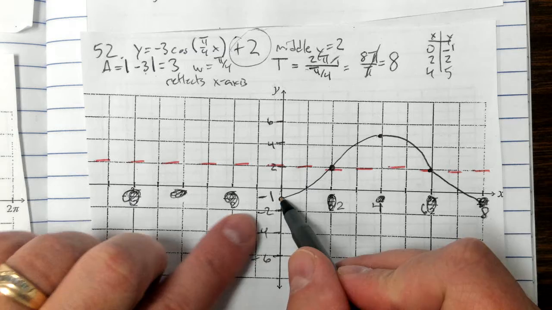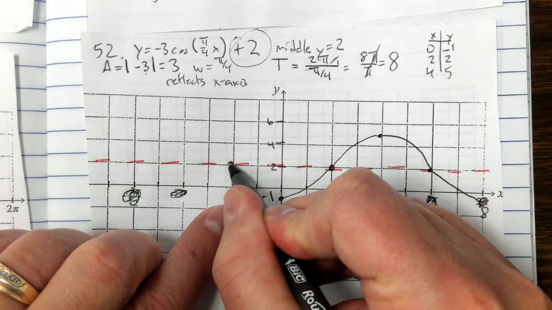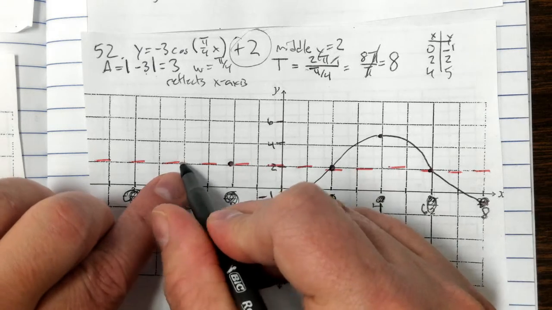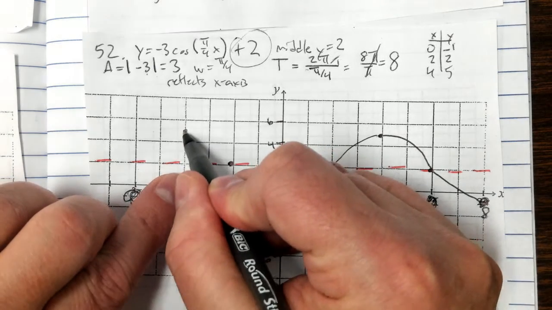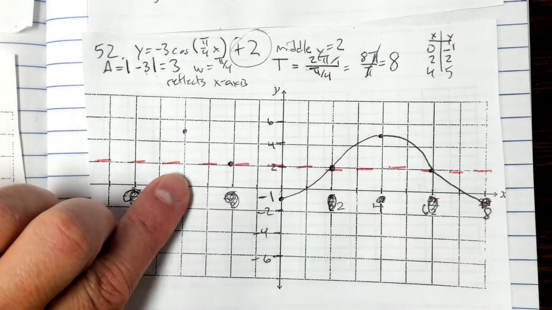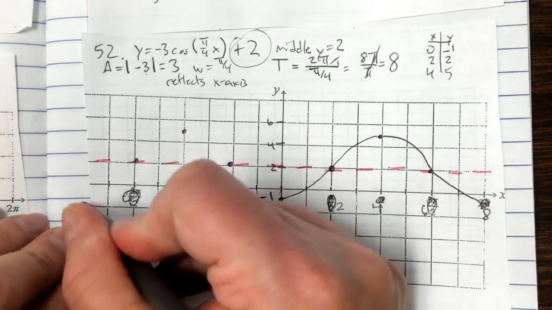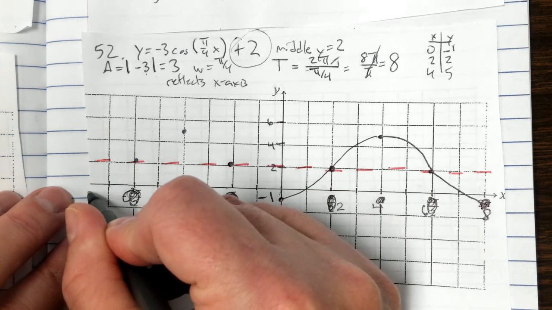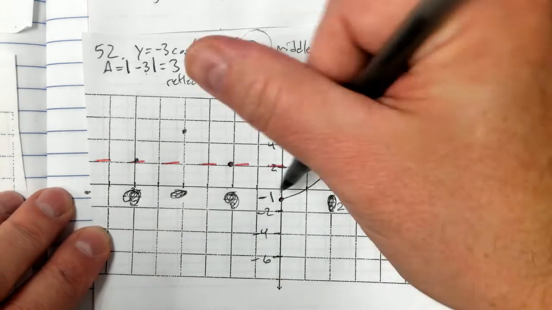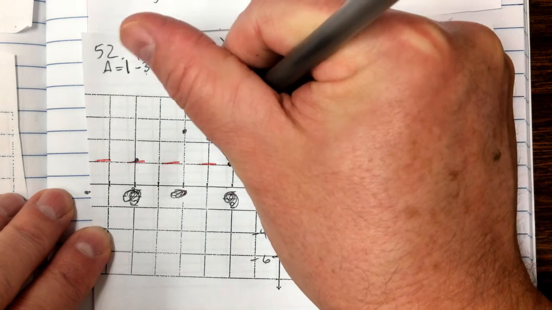Now let's do the next one. So at -2, it'd be back to in the middle. And then at this one, it'd be above to 5, because we're doing 2 plus 3, because our amplitude was 3. Then we go back down to the middle, and then end up over here. Then just make it smooth and continuous.